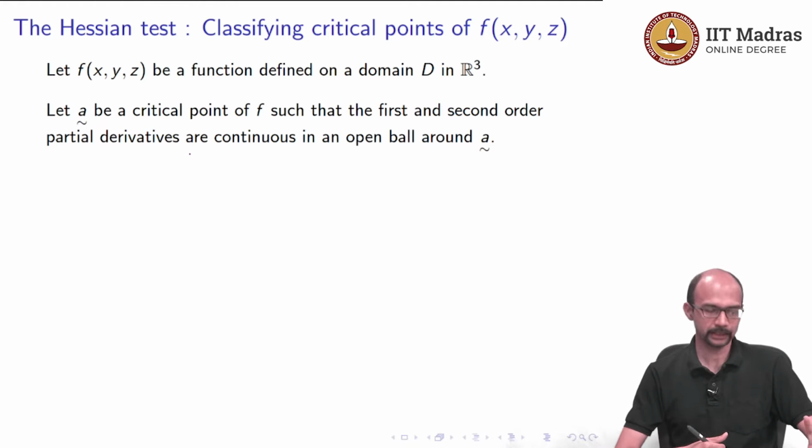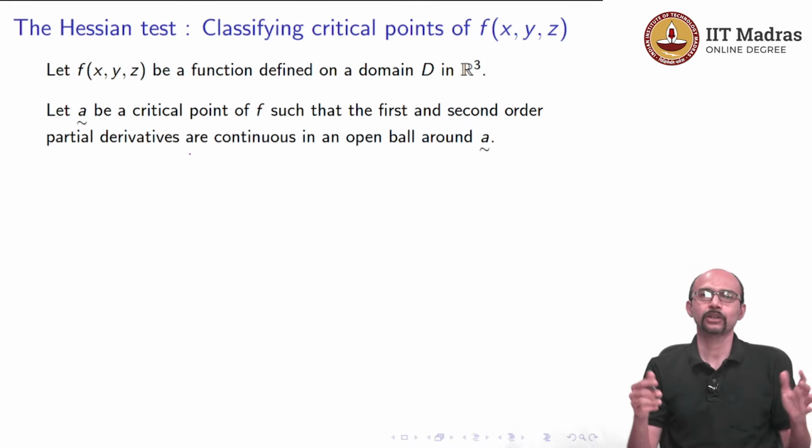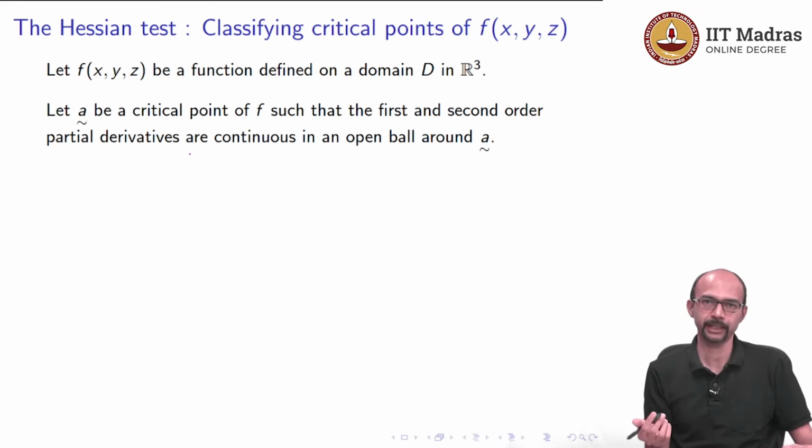So, effectively there are 6 partial derivatives, and this is a fairly long computation if we want to compute this. And then the Hessian matrix is where we put these second order partial derivatives into a 3 by 3 matrix. Remember, it is a 3 by 3 matrix now, because you have 3 variables.